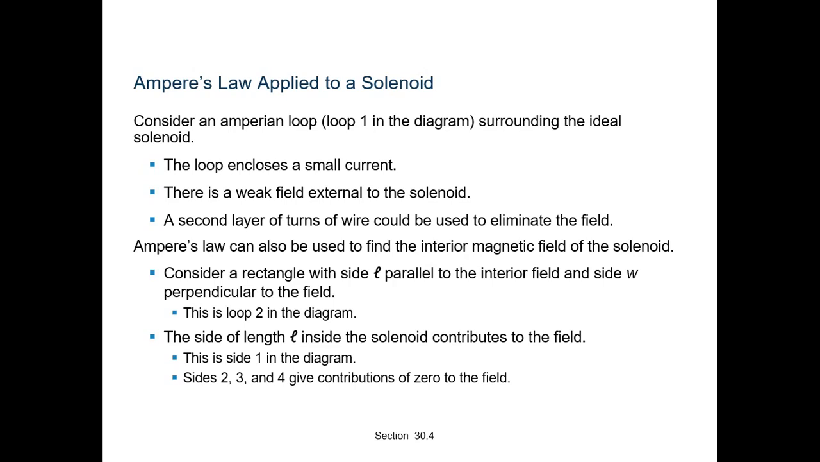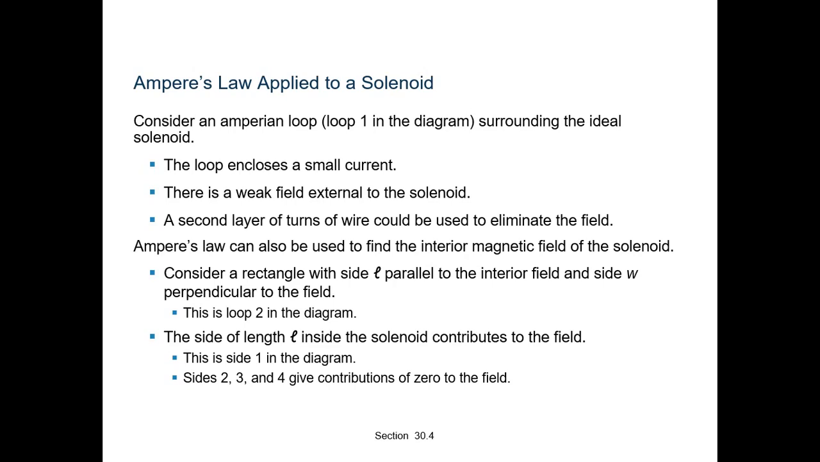Consider an Amperian loop. Sorry, it's a mistake, not American, it's Amperian loop. Loop 1 in the diagram surrounds the ideal solenoid. The loop encloses a small current. There is a weak field external to the solenoid, and a second layer of turns of wire could be used to eliminate the field.